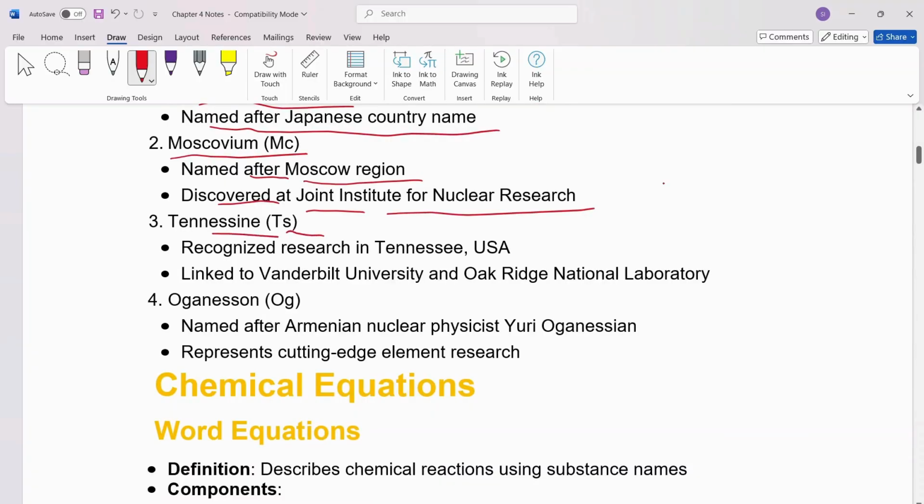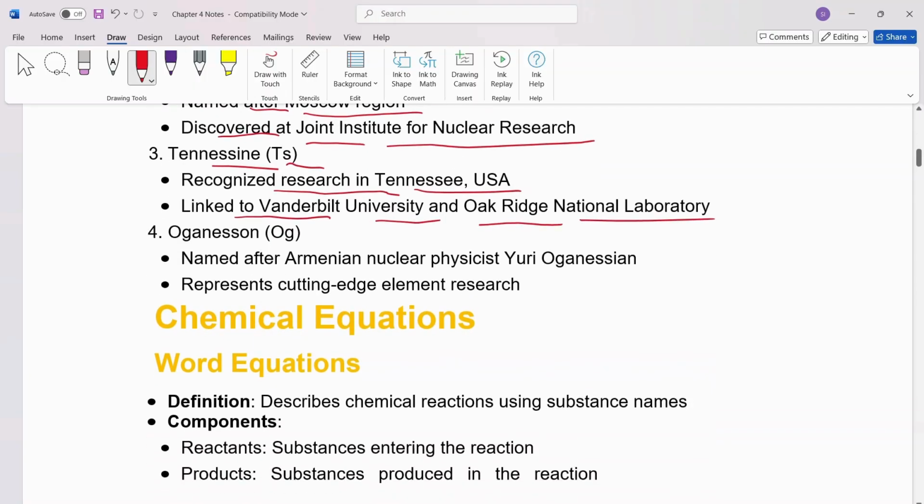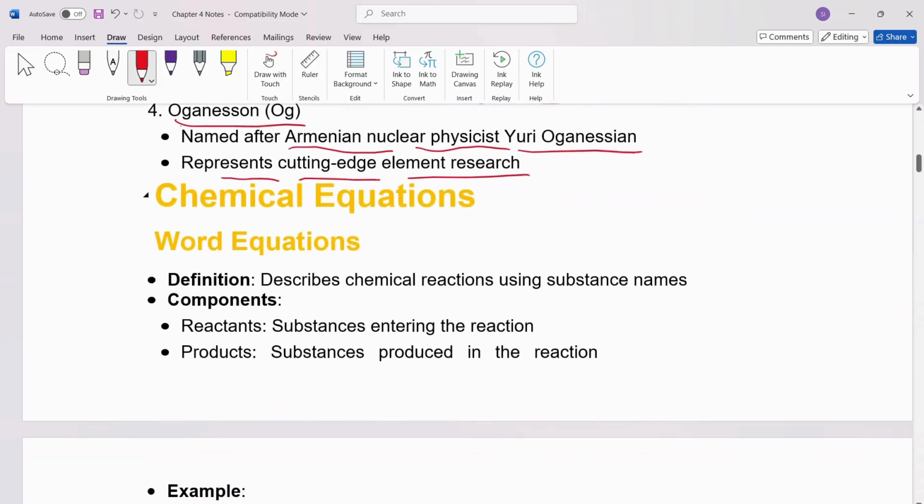Tennessine Ts, recognized, researched in Tennessee, USA, linked to Vanderbilt University and Oak Ridge National Laboratory. Oganesson Og, named after Armenian nuclear physicist Yuri Oganessian, represents cutting-edge element research.